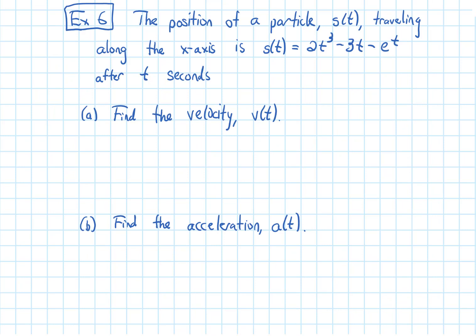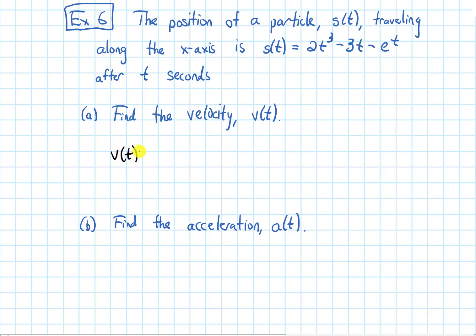So let's end this video with a quick example relating to physics and motion of particles. It says the position of a particle traveling along the x-axis is s of t, so s of t is a position function, equals 2t to the third minus 3t minus e to the t power after t seconds. And part A says to find the velocity, which we'll call v of t.